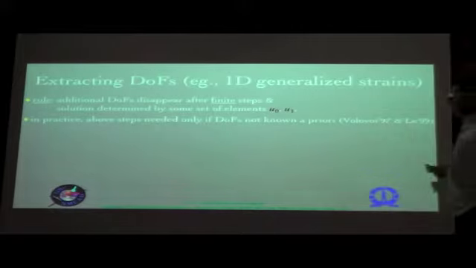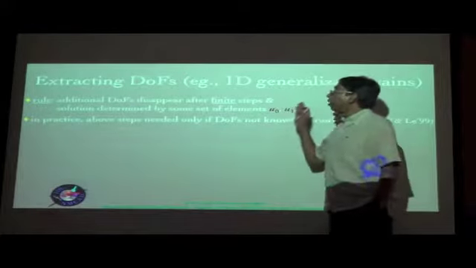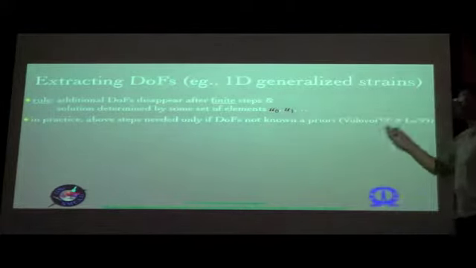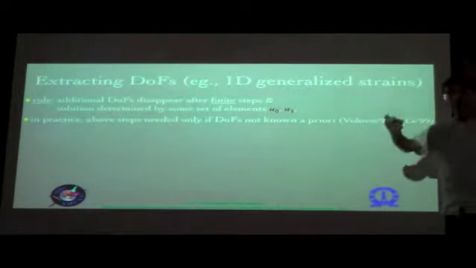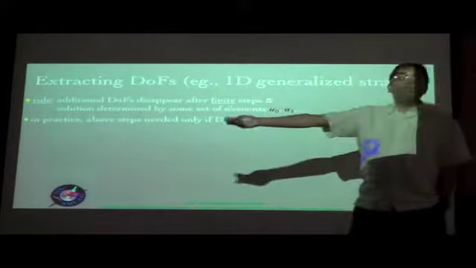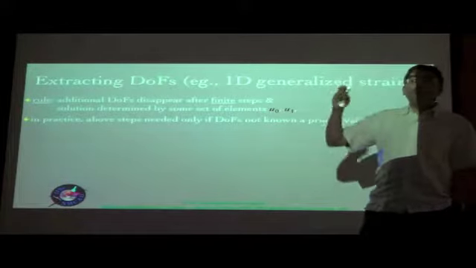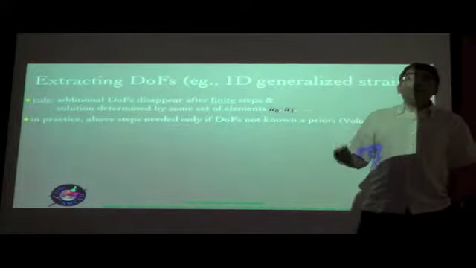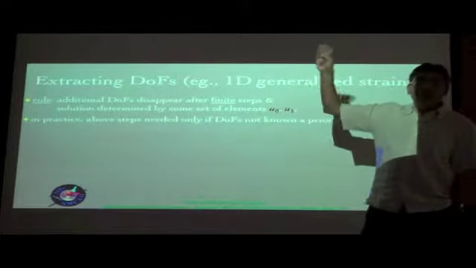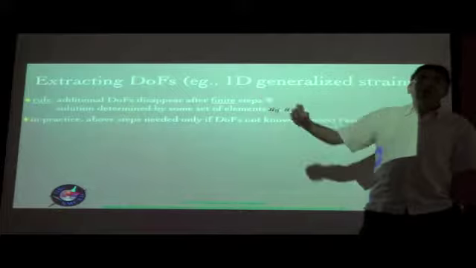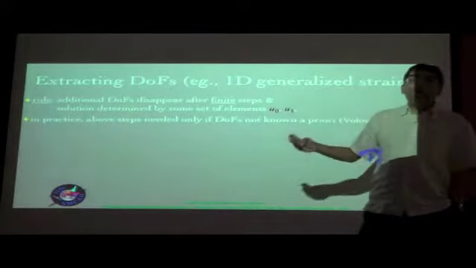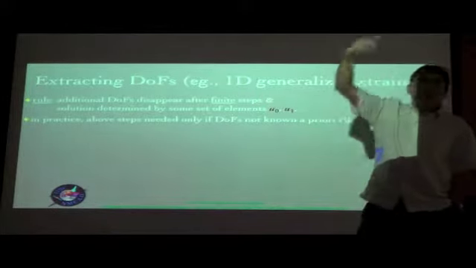So in practice, as I said, the above steps are needed only if the degrees of freedom are not known a priori. So in situations like the one I just described, where you are applying it directly to the 3D problem and you don't know that there are these 4 degrees of freedom, that was done originally by Berdichevsky. From that point of time everybody already knew that those are the 4 degrees of freedom, and any refinements that people are doing, they didn't revisit that original problem.